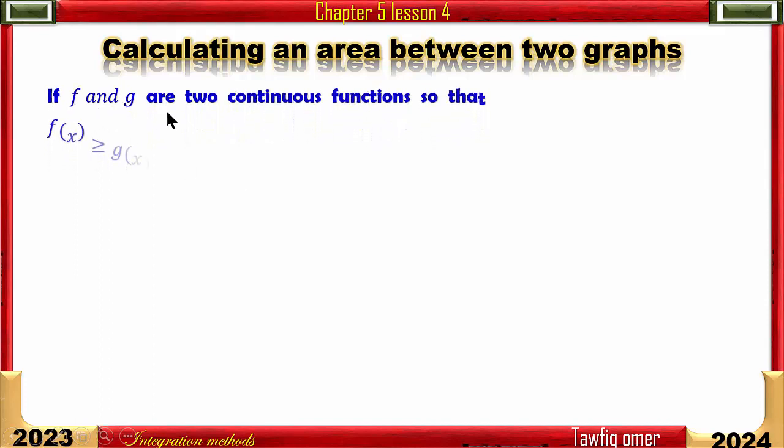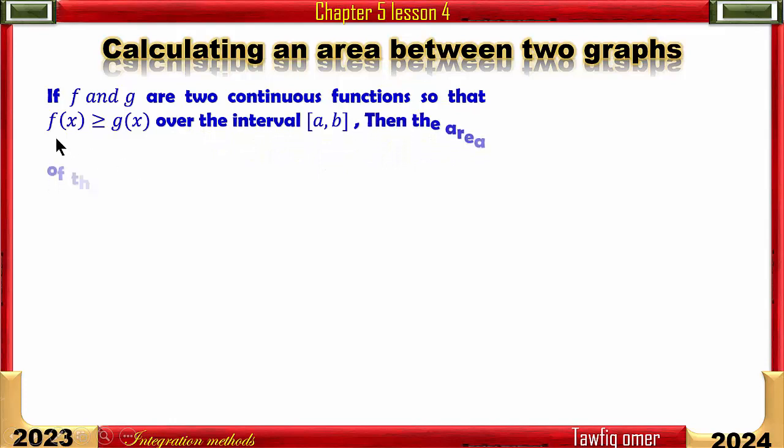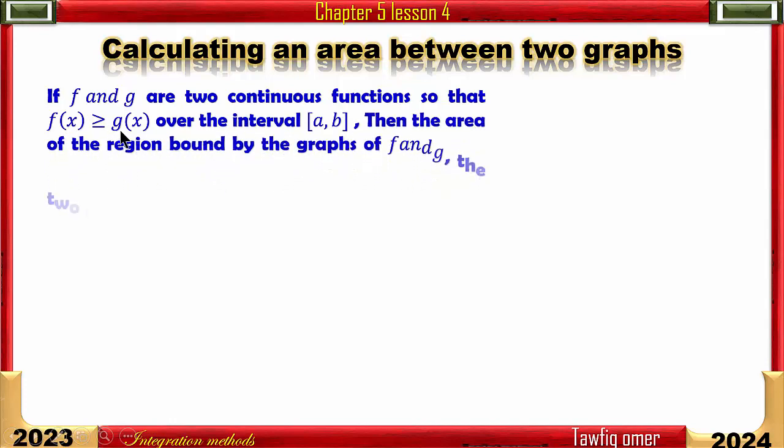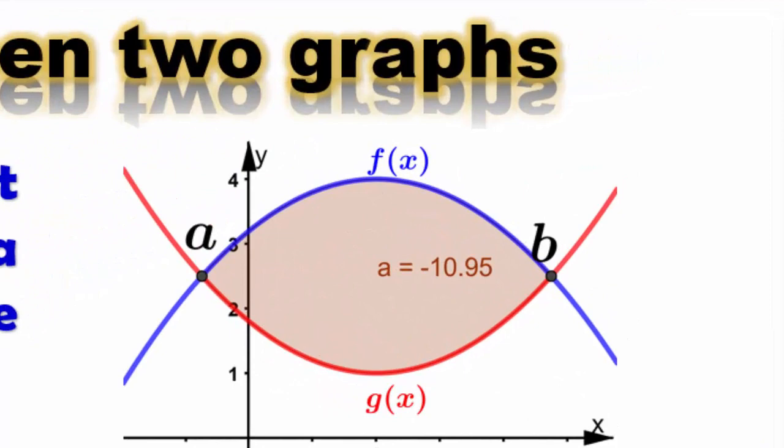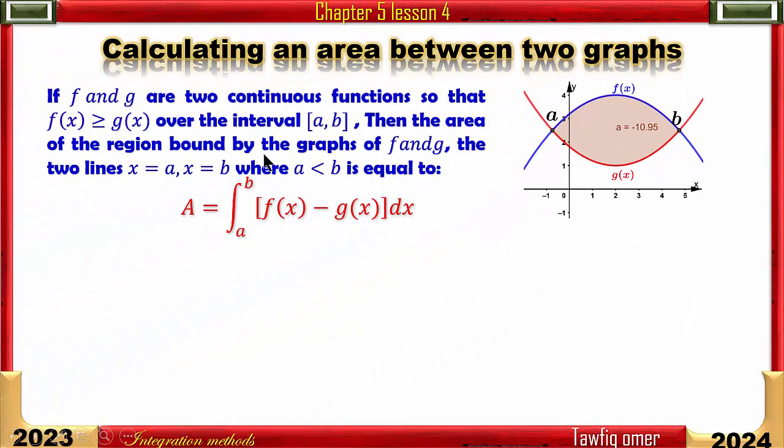If f and g are two continuous functions so that f of x is bigger or equal to g of x over the interval [a, b], which means the graph of f of x is over the graph of g of x on the interval [a, b], then the area of the region bounded by the graphs of f and g and the two lines x equals a and x equals b, where a is smaller than b, is equal to the integration from a to b of f of x minus g of x dx.